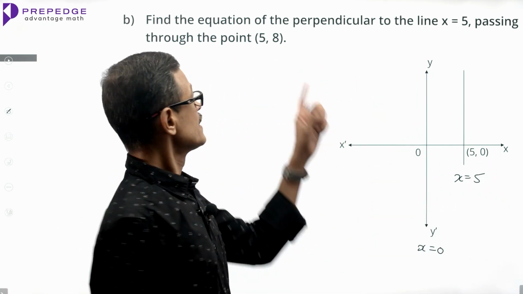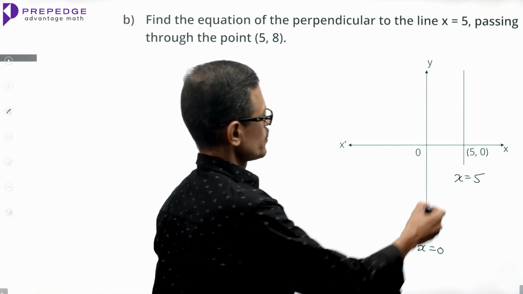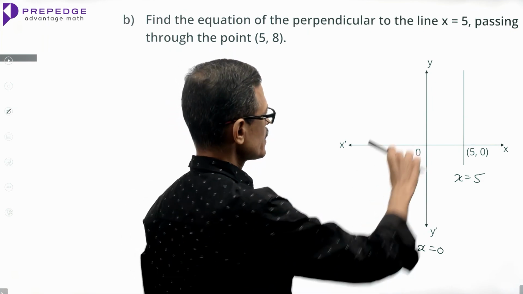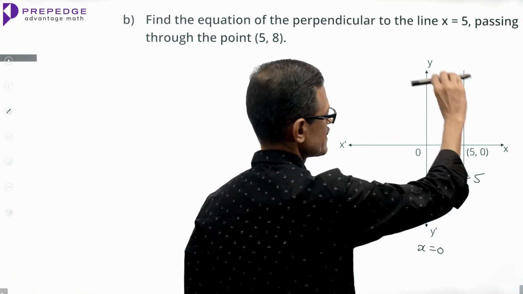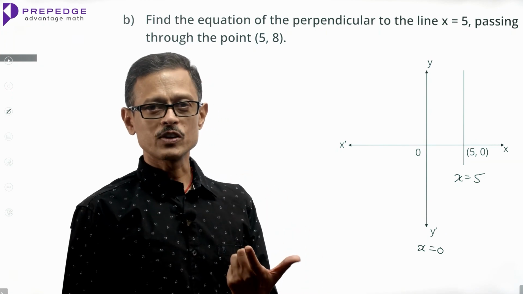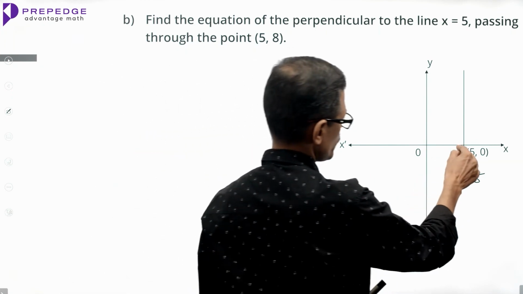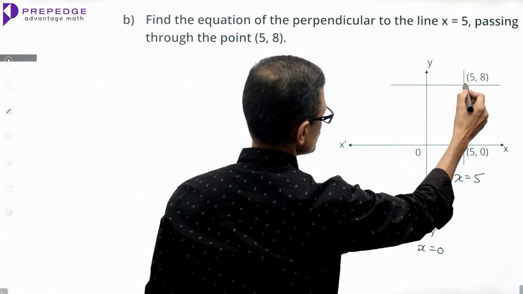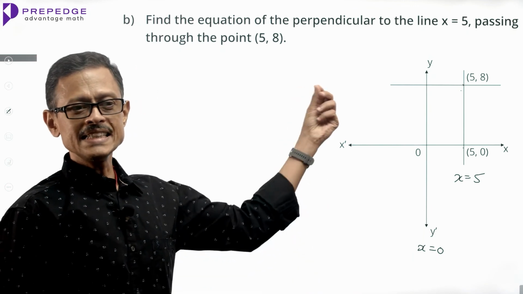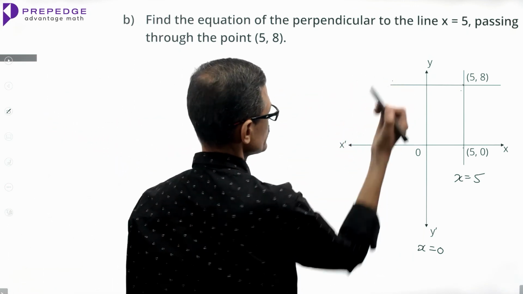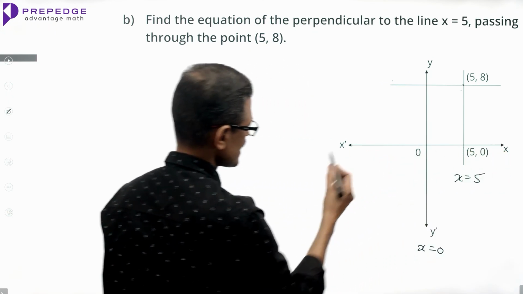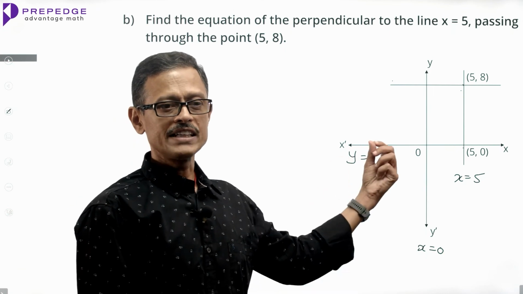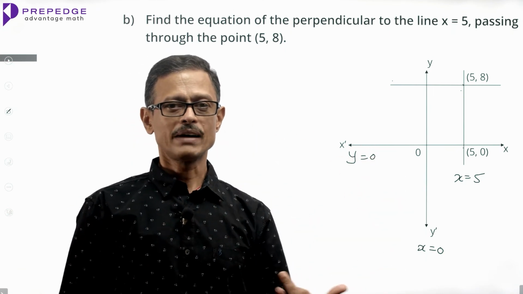We are going to draw a line which is perpendicular to it. The line x is equal to 5 is parallel to the y-axis. Any line perpendicular to it is going to be parallel to the x-axis. And the line passes through the point 5, 8. So 5, 8 is going to be somewhere here. That's the point through which it is going to pass. Now we need to find the equation of this line. The equation of the x-axis is y is equal to 0. Any line parallel to the x-axis will have an equation y is equal to 2, y is equal to 5, y is equal to minus 7.